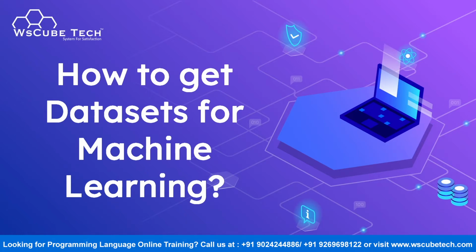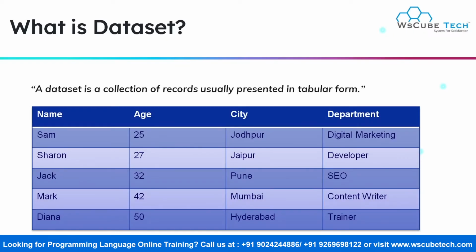So let's get started. As in the past tutorials, we have been talking about the importance of data in machine learning. This data plays a very major role. It just acts as a fuel for your machine learning. Now, the question arises: what is data and from where to get this data?